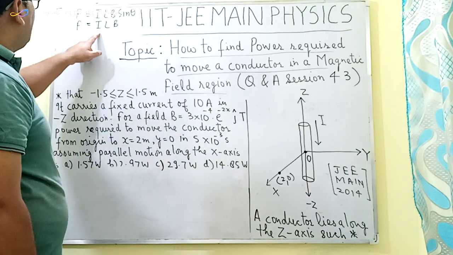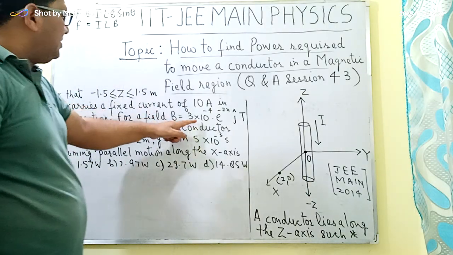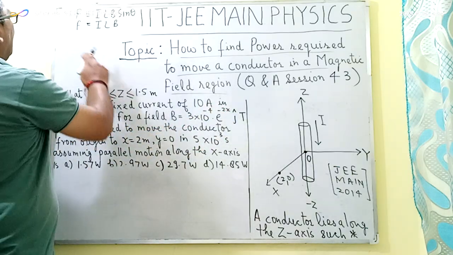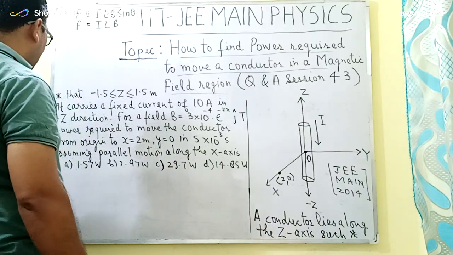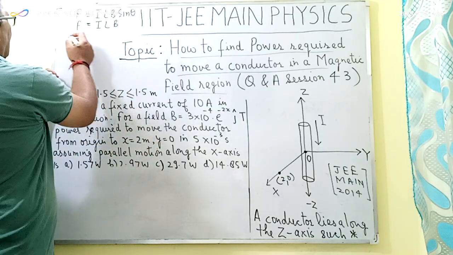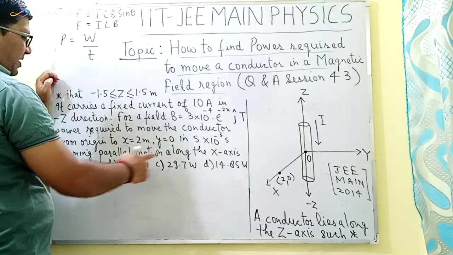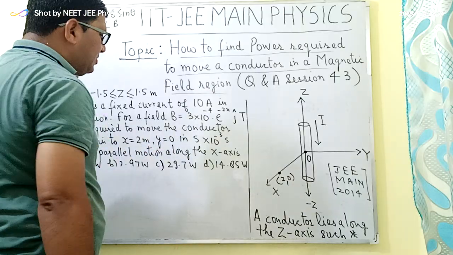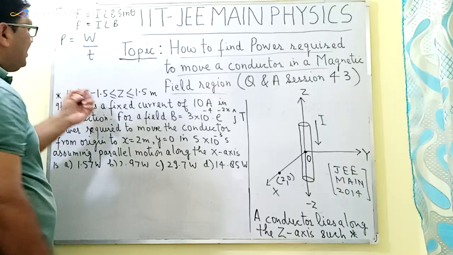Here I is equal to 10 ampere, L is equal to 3 meter, and B is equal to 3 into 10 to the power minus 4 into e to the power minus 2x Tesla. Now we have to find the power in moving the conductor when the conductor moves from origin to x equal to 2 meters and y equal to 0. So the power is equal to work done upon time. We have been given the time that the conductor moves from origin to x equal to 2 meter in 5 into 10 to the power minus 3 seconds. So simply we have to find the work done.